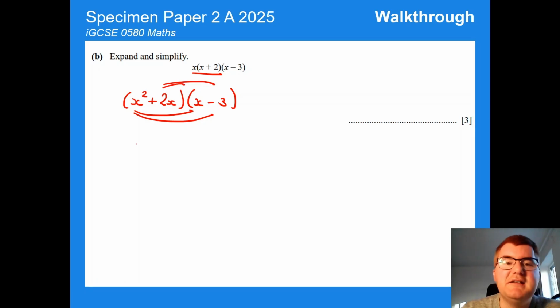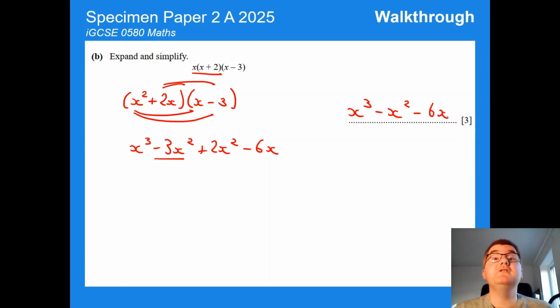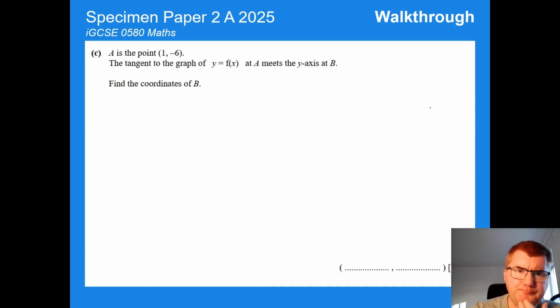So x squared times x is x cubed. X squared times minus 3 is minus 3x squared. Plus 2x times x is plus 2x squared. And then we have 2x times minus 3 is minus 6x. And we can simplify this down then to x cubed. We've got minus 3x squared plus 2x squared is minus x squared, and then minus 6x. Notice there is no y-intercept because there is no number in this expression.